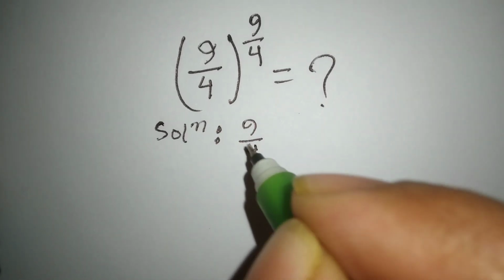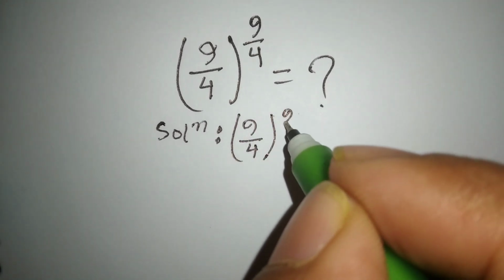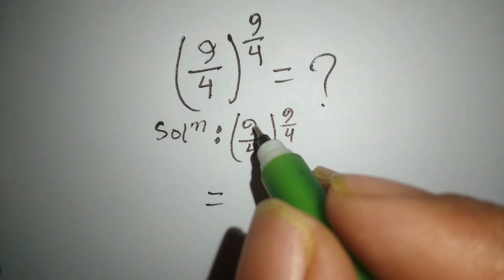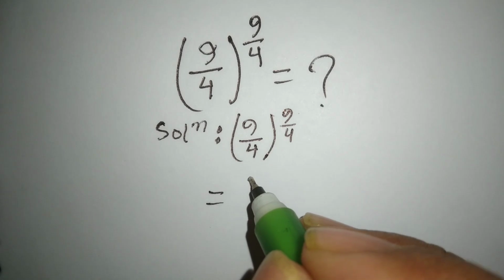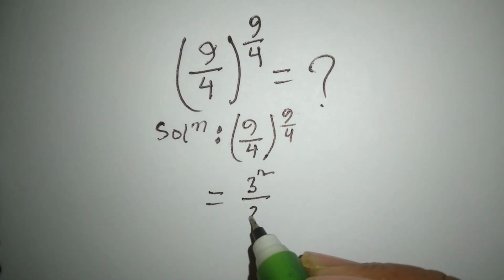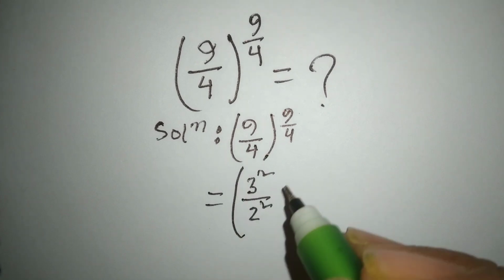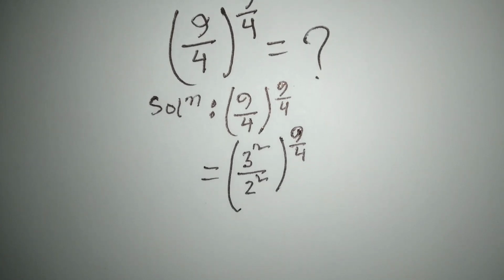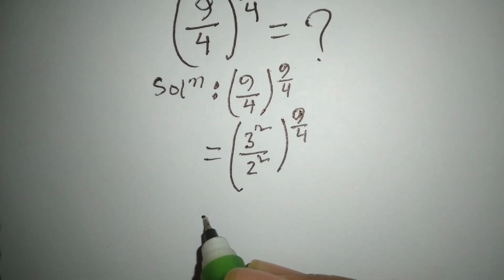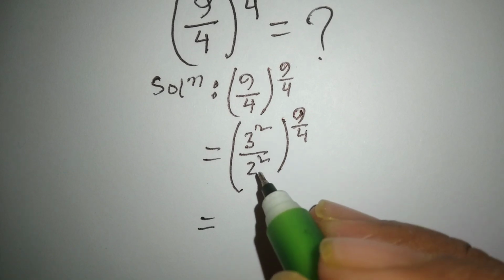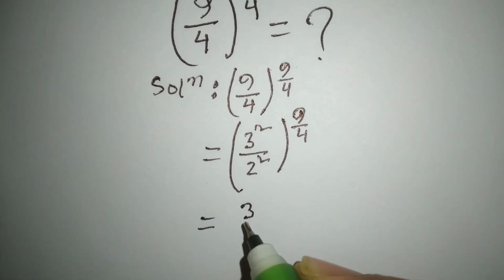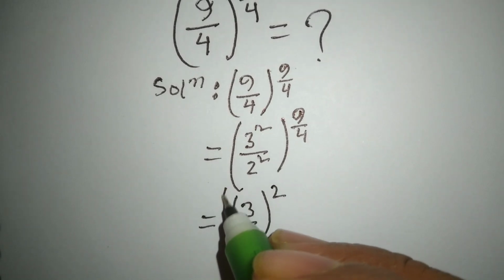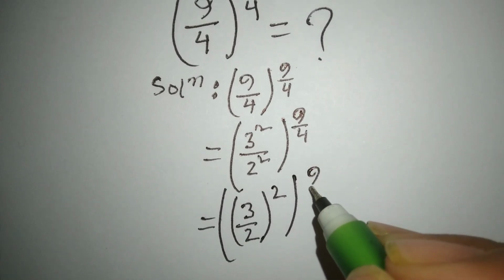(9/4)^(9/4) is equal to... We can write 9/4 as 3 squared over 2 squared, raised to 9/4. We can write 3 squared over 2 squared as (3/2) squared, raised to 9/4.